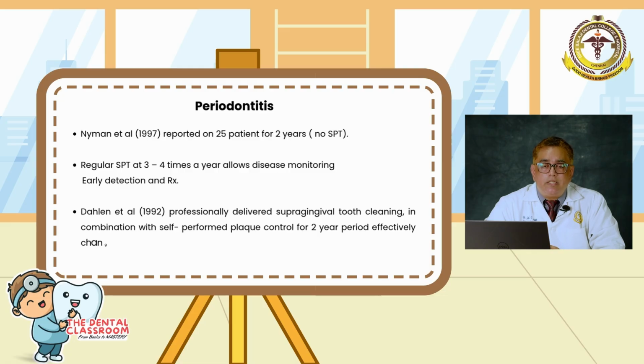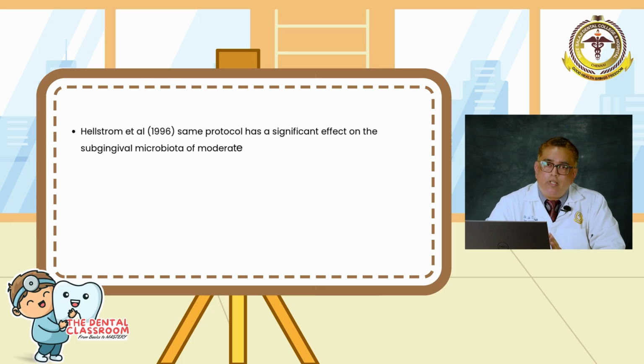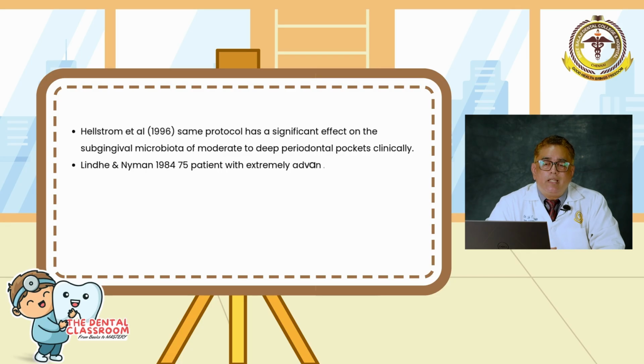And in 1992, Dahlen professionally delivered supragingival tooth cleaning in combination with self-performed plaque control for a 2-year period, which was very effective on the quantity and composition of the subgingival microbiota. Hellstrom et al. in 1996 followed the same protocol, but it had a significant effect on the subgingival microbiota of moderate to deep periodontal pockets seen clinically.